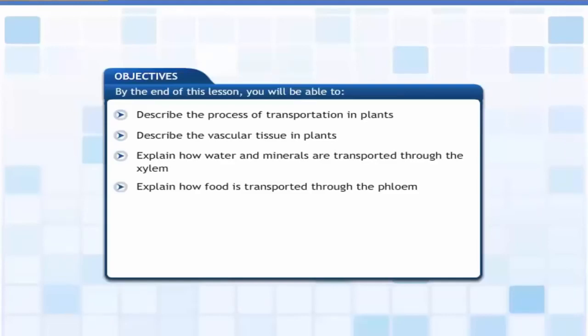This lesson is about the transportation of water and nutrients to different parts of the plant body. By the end of this lesson, you will be able to describe the process of transportation in plants. Describe the vascular tissue in plants. Explain how water and minerals are transported through the xylem. And explain how food is transported through the phloem.